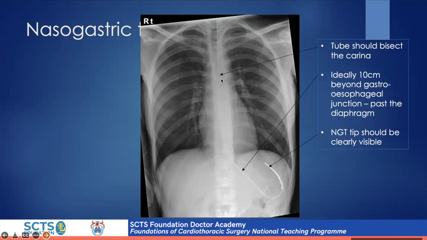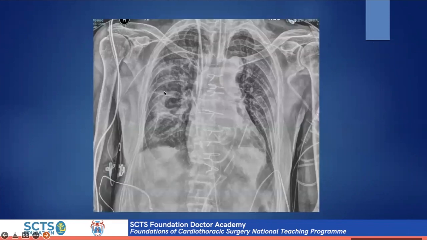So bisecting the carina, meaning going past the bifurcation with the main bronchus underneath the diaphragm, and the NG tip should be clearly visible. So an adequate image would be if the tip wasn't shown, so you couldn't comment on that and you couldn't use that. Okay, and this is also another X-ray with lots of things going on.